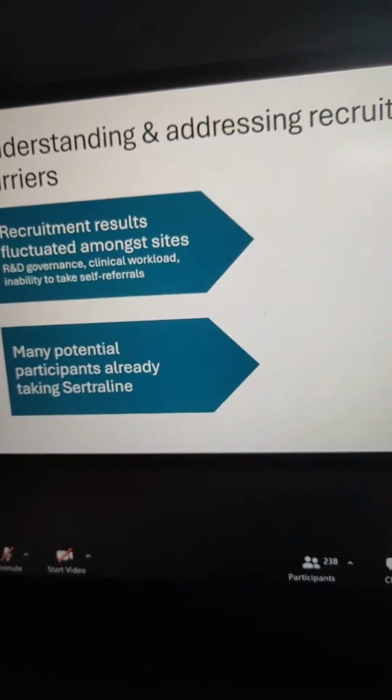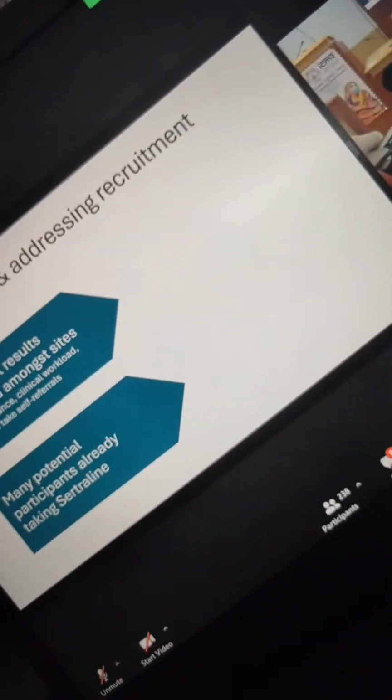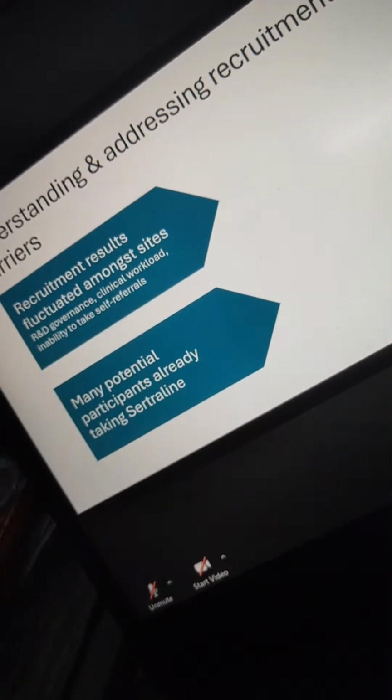But we also identified some barriers. We could see that there were differences across sites.